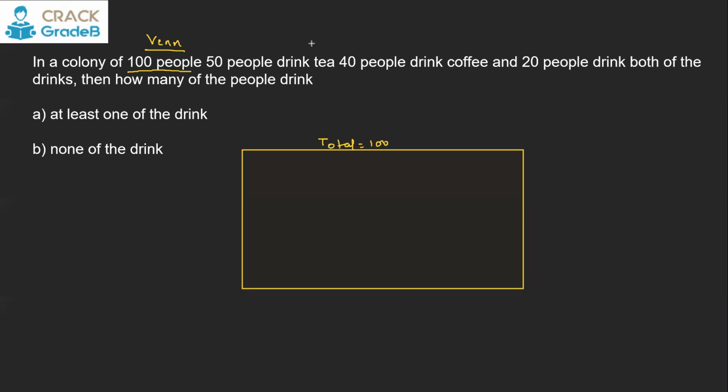Now in that, we are going to draw another figure which will represent the tea drinkers. Because there are 50 tea drinkers, consider this blue circle will represent the tea drinkers, which are 50 in number. Now 40 people drink coffee as well. So we need to draw another circle which will intersect with the first one because there are some people who drink both the drinks as well. So there should be an intersection. Consider this pink circle will represent the people who drink coffee, and those should be 40 in number.